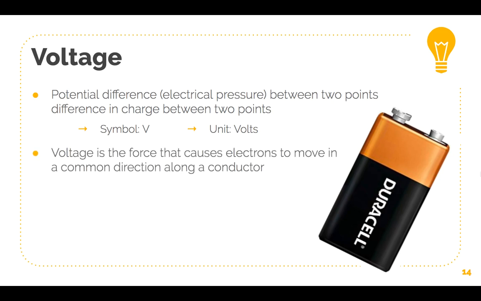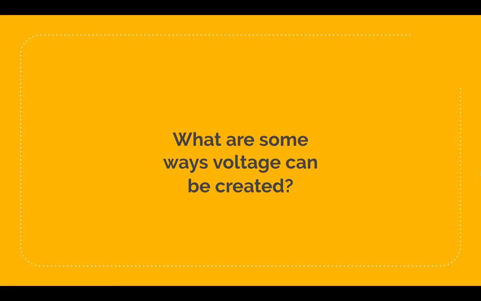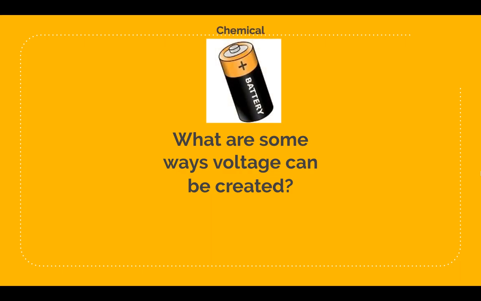So voltage is the force that causes electrons to move in a common direction along a conductor. So it's a force. It's what's pushing those electrons through a conductor. What are some ways voltage can be created? The first one is chemically, like within a battery.